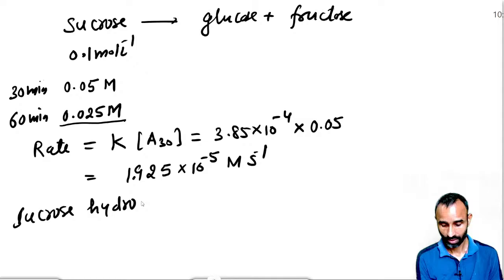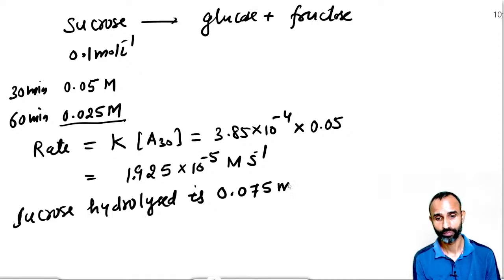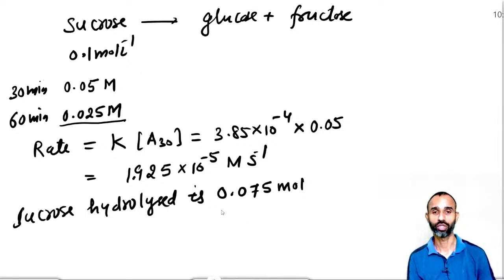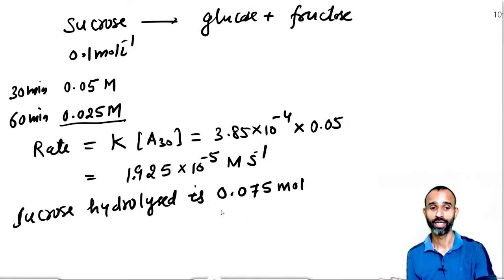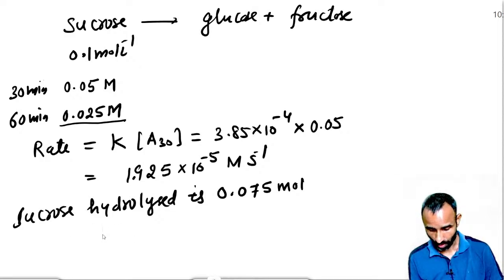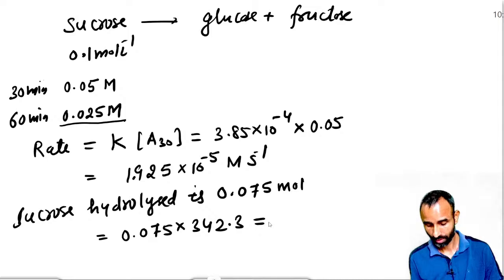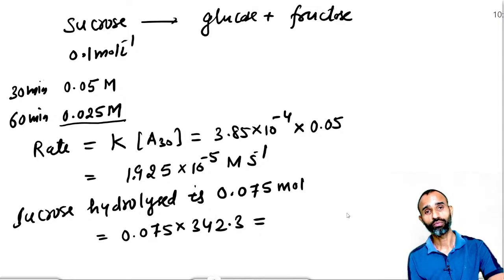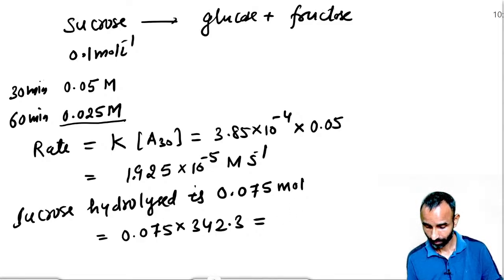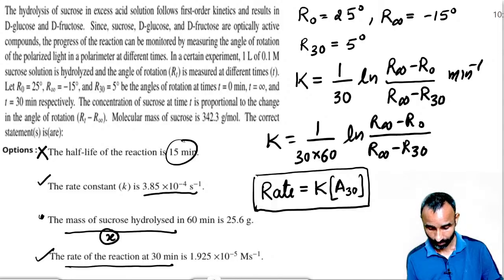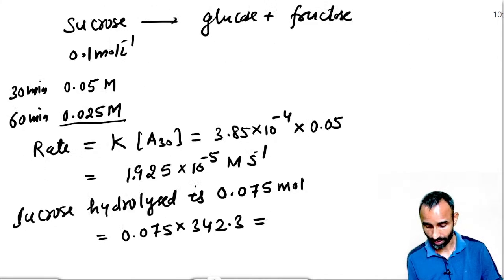Sucrose hydrolyzed is 0.075 mole, because it is 0.075 molar that is hydrolyzed. So the amount hydrolyzed is 0.075 multiplied by 342.3. So 0.075 into 342.3 comes out to be roughly 25.6, I think. Is it true?